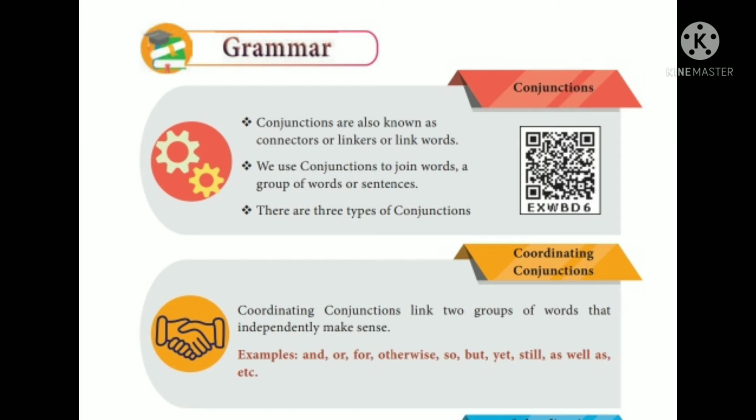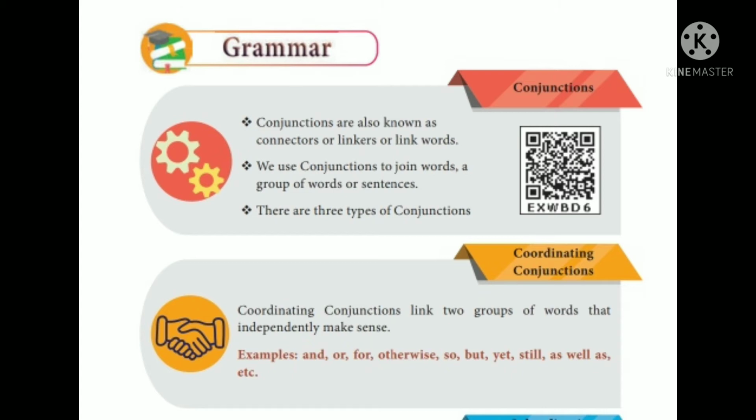And the third one, there are three types of conjunctions. So now in this grammar part we are going to see the three different types of conjunctions. Once again I will just tell what conjunctions are. First, other names for conjunctions are connectors, linkers and link words. And what are their uses or functions? Why do we use conjunctions? To join words or groups of words or sentences. And we are going to see the three types of conjunctions.